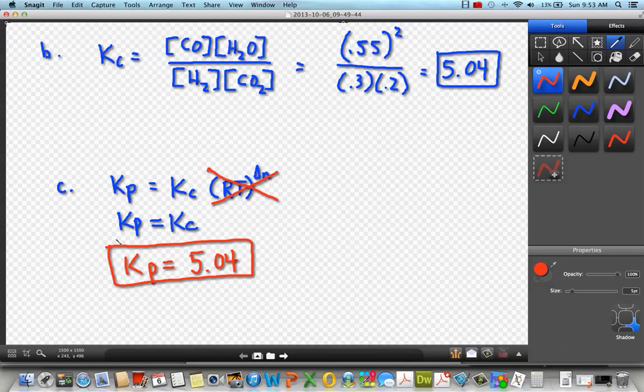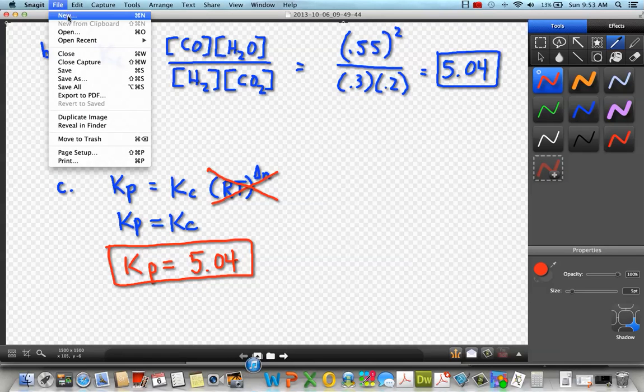Notice how I box my answers. I think that's a really good idea when you're doing a problem set or taking an exam, just to keep things clear so that I can easily follow your work. All right. Now let's look at part D.